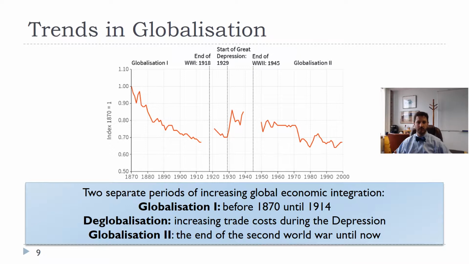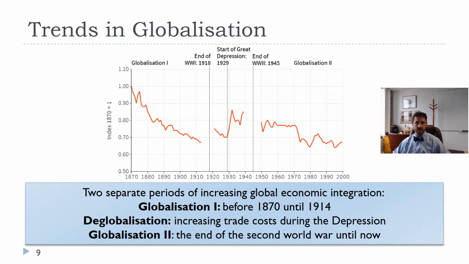It was probably a little bit longer in the United States since the United States was not affected by World War One quite as badly. And you can see this graph just shows a measure of trade costs. And so it sets 1870 equal to 1, and any decrease then is a decrease in trade costs and therefore an increase in globalization. And you can see that it decreased fairly steadily up until the beginning of World War One in 1914, and then increased during the Great Depression and, of course, World War II.